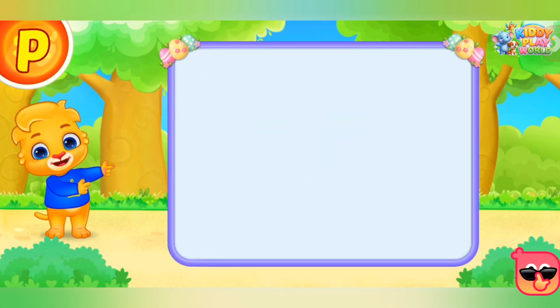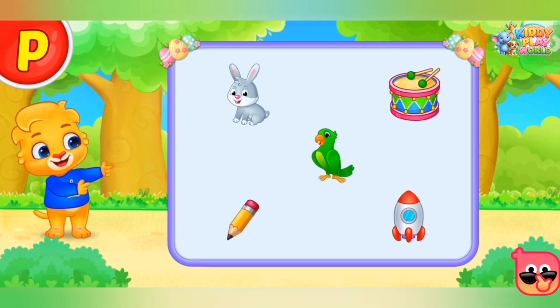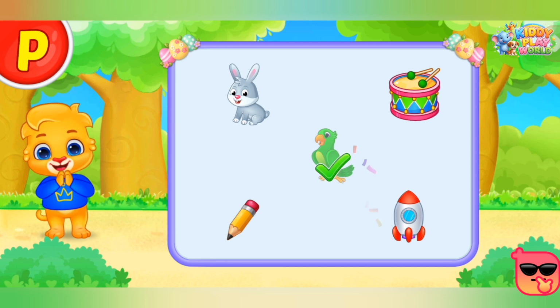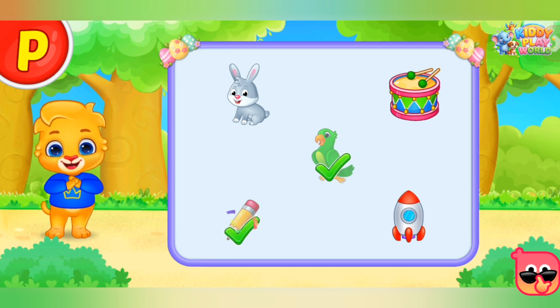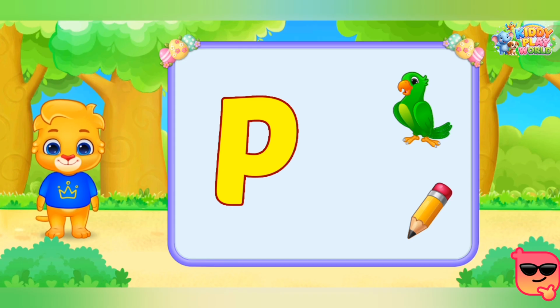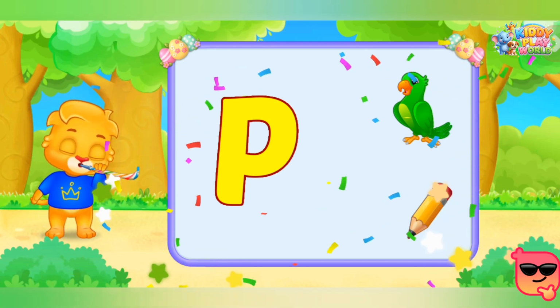Tap the picture that starts with letter P. Woo! P is for parrot. P is for pencil. Well done.